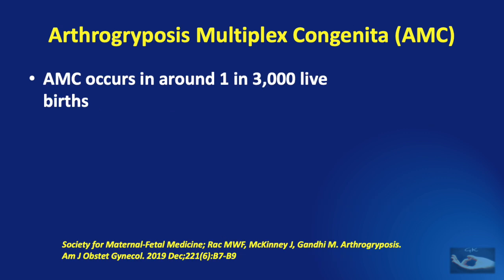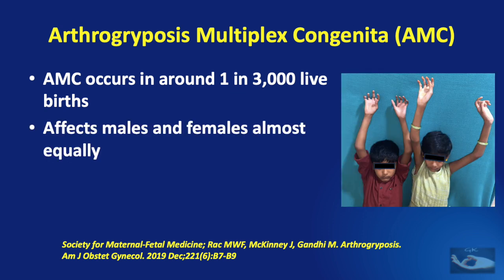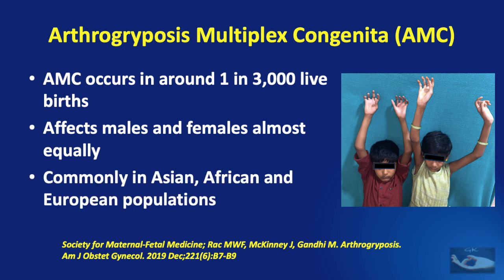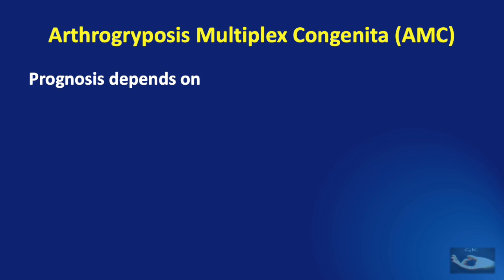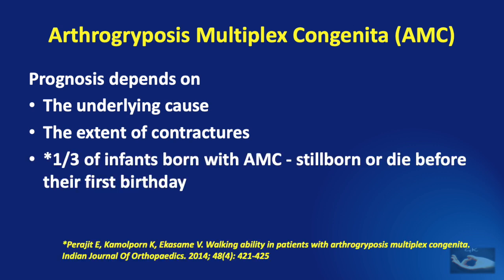The occurrence of Arthrogryposis multiplex congenita is about 1 in 3000 live births. It is seen to affect both males and females equally. This picture shows a sister and brother, both of them having arthrogryposis. The condition appears to be common in Asian, African and European populations. The prognosis of this condition depends on the underlying cause and the extent of the contractures.